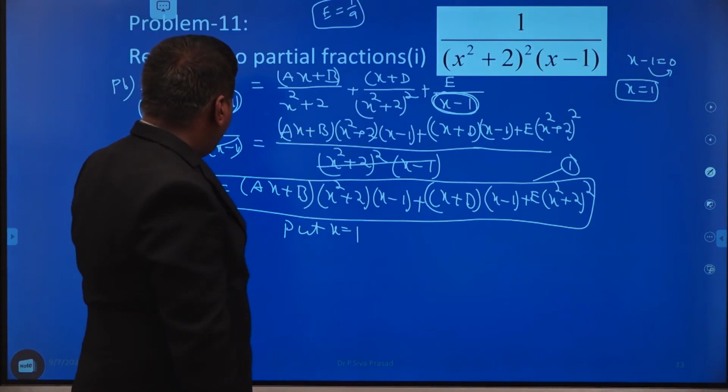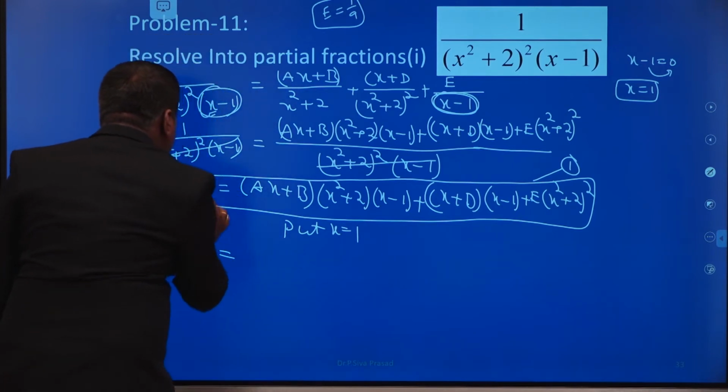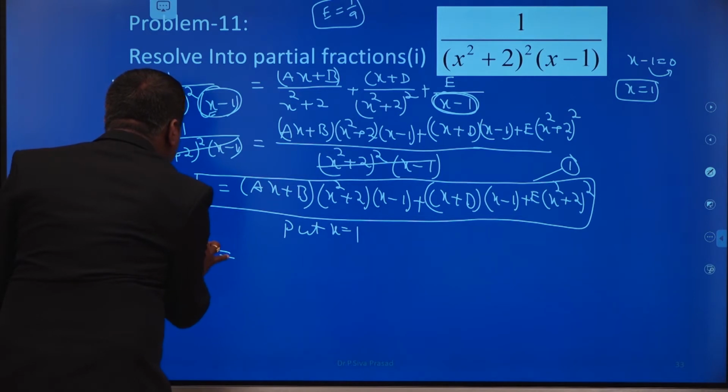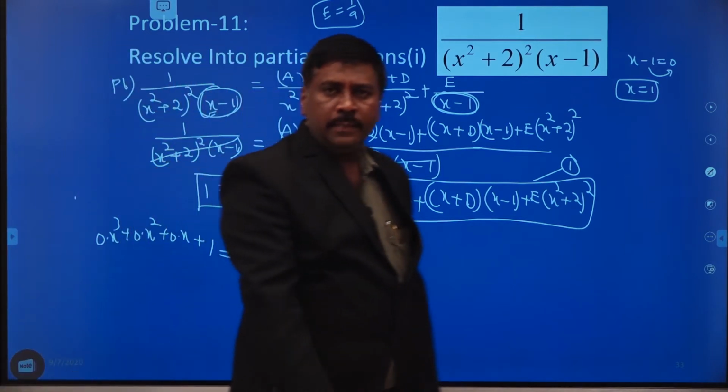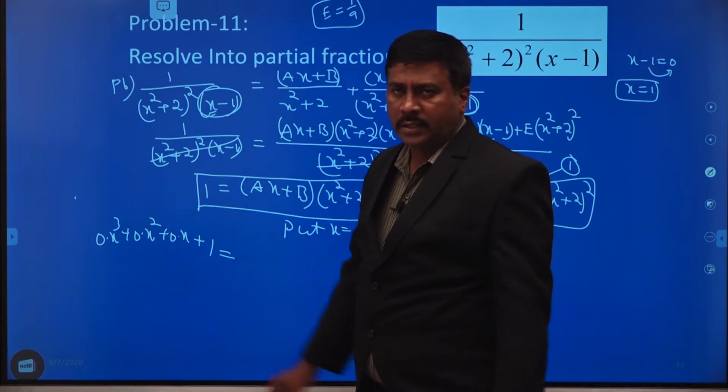Now here, in place of this equal to 1, I have to write it as 0 into x cube plus 0 into x square plus 0 into x plus 1. Simply, in place of 1, for our convenience I have to add it like this.